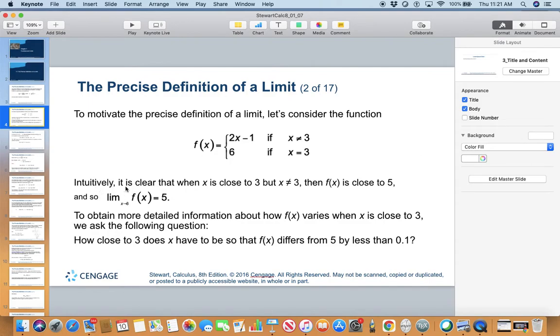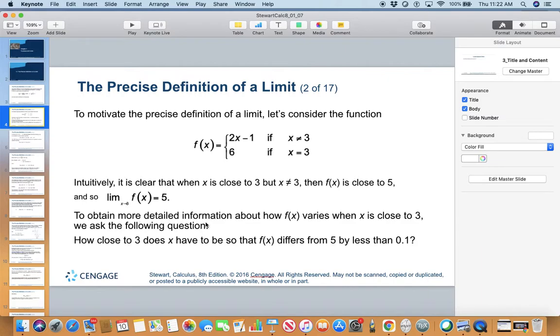Intuitively, it's clear that when x is close to 3 but not equal to 3, f(x) is close to 5. Say you take some number close to 3, say 3.1. You substitute: 3.1 times 2 is 6.2, minus 1, 5.2. You see, it's close to 5. The closer you get to 3, the closer the value will be to 5. In other words, the limit as x approaches 3 of f(x) is 5.